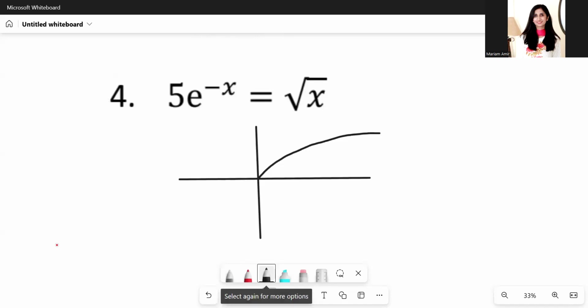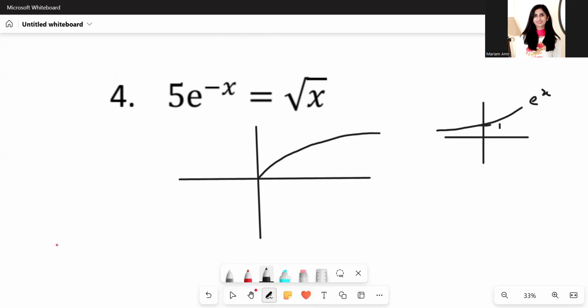Now we need to sketch 5 e power minus x on the same grid. So we know that e power x looks like this. This is 1 for e power x. E power minus x looks like this. It's a reflection in the y-axis. So this is e power minus x. That also passes through 1. However, 5 times e power minus x would pass through 5 here.